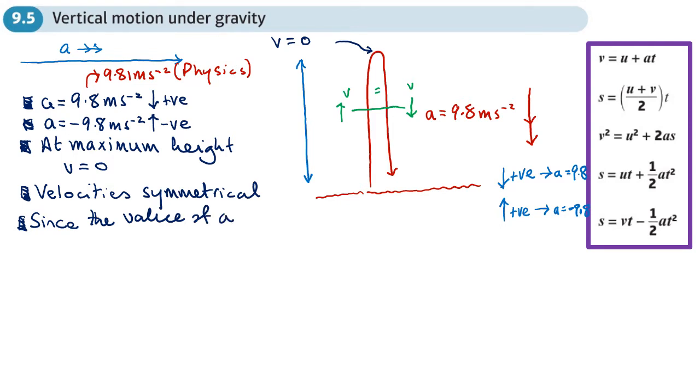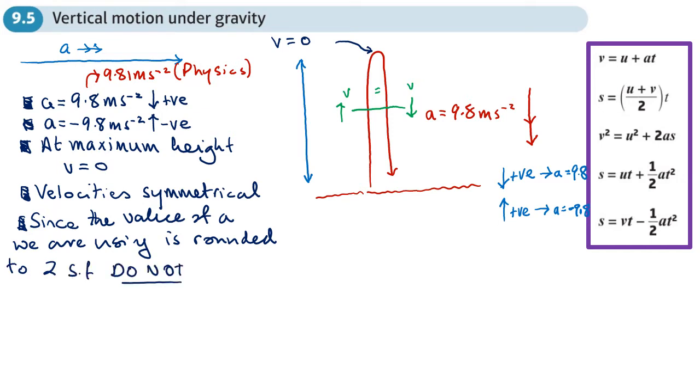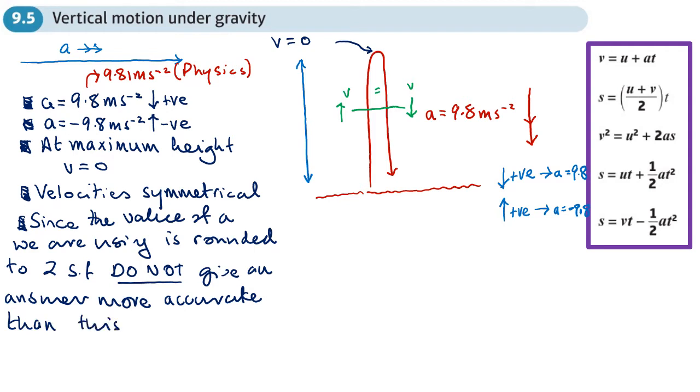So we'll just write that down, that since the value of a we are using is rounded to two significant figures, do not give an answer more accurate than this. But you are allowed to give an answer in terms of g. Okay, so answers in terms of g are fine.